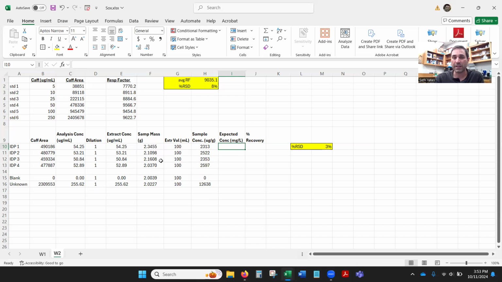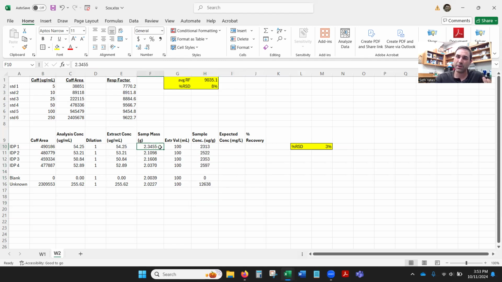That's perfectly fine. But you still need to take it to the sample concentration stage, because at least for the coffee, that's the only real accurate information that you wanted, was what the concentration of caffeine was in the coffee grounds. So you can't just not do this part of the calculations. You can do the recovery of your IDPs here, but you still have to do the rest of the calculations, because that's the real ultimate information you wanted.